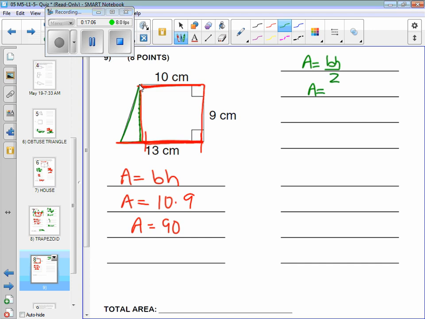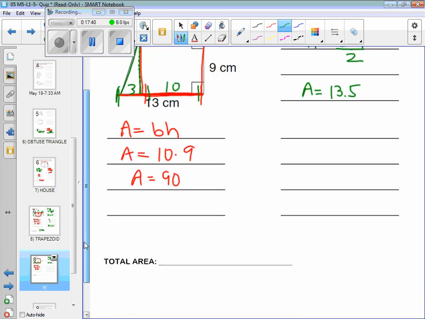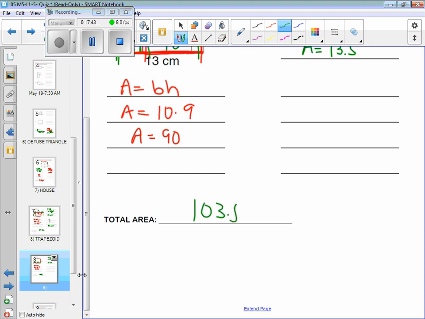Nick. What's the base of the triangle, though? Right. It's from here to here. Well, if from here to here is 10, and this whole piece is 13, this has got to be 3. The height's still 9. And now you got to do 27 divided by 2. And yeah, you wind up with a decimal. 13.5. But then when you add it, this piece, triangle and rectangle, you get 103.5 square centimeters.